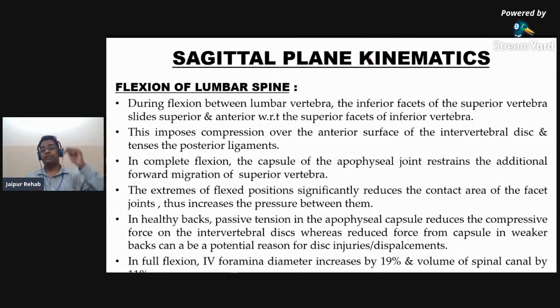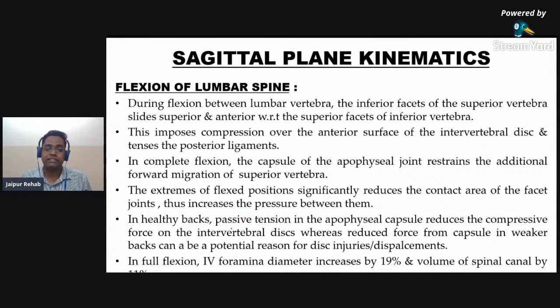There will be compression of the disc from the posterior side, and the neural foramina will close. Okay, now let us see what they have to talk about. All the things that I have told you are written in the first few points. Now let us see the second last point.